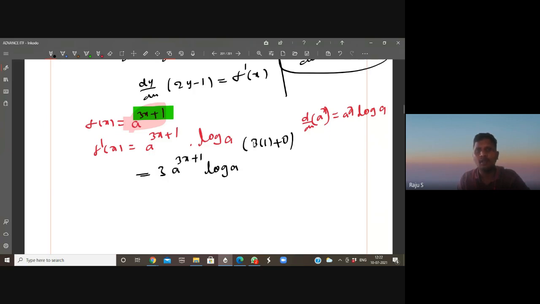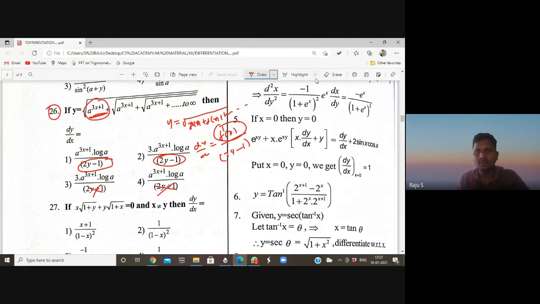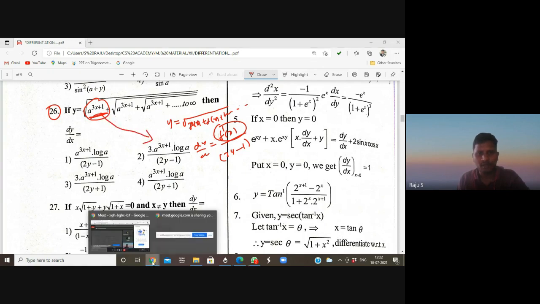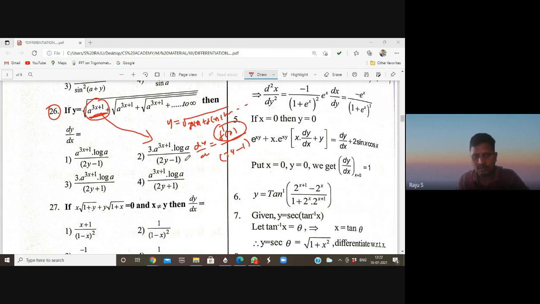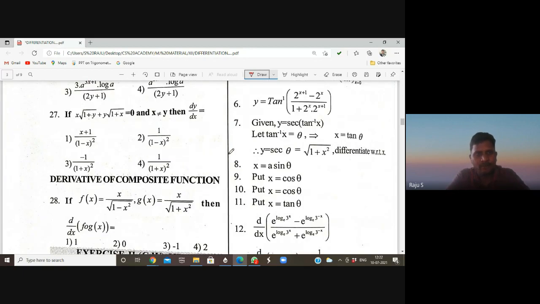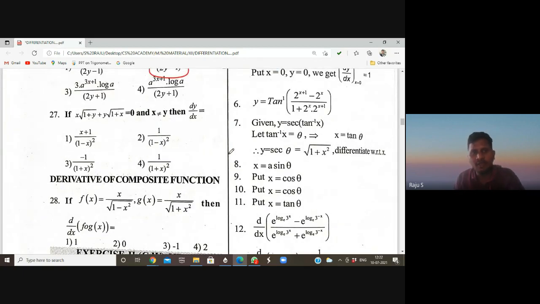This is the derivative. You can substitute this derivative here. So what is the correct option number? The 2y minus 1 is fixed. First one or second one? Second one. Am I right? 3 into a power 3x plus 1 log a. It is the direct derivative of the given function, and you can write the denominator 2y minus 1 is fixed. Right? Shall I go for the next? Shall we proceed? Yes, sir.